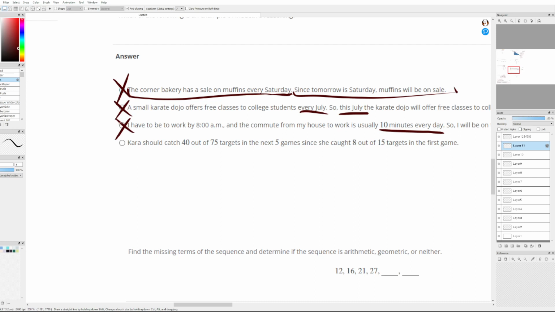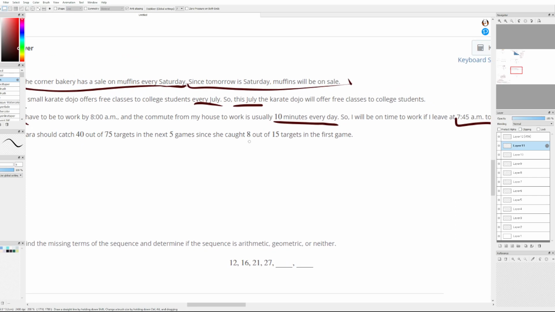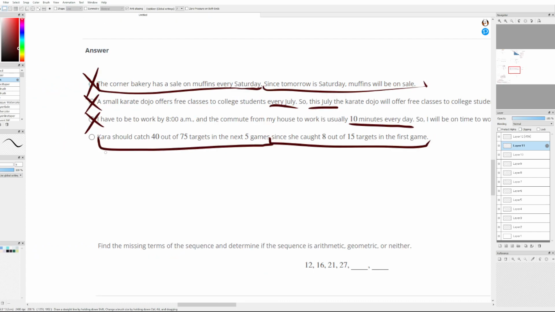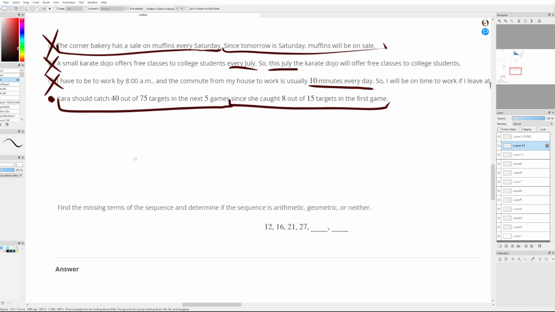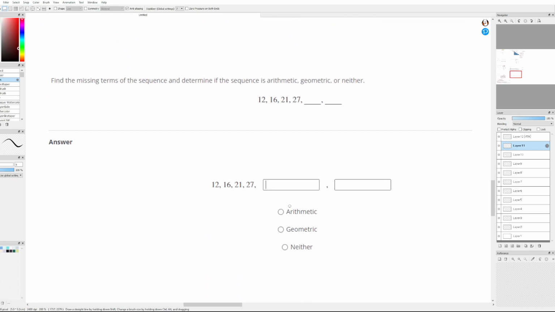This one says, Kara should catch 40 out of 75 targets in the next 5 games since she caught 8 out of 15 targets in the first game. This is going from a specific to a general, which is inductive reasoning. This is the answer that we want. Hopefully that makes sense. It takes a little bit of time getting used to.